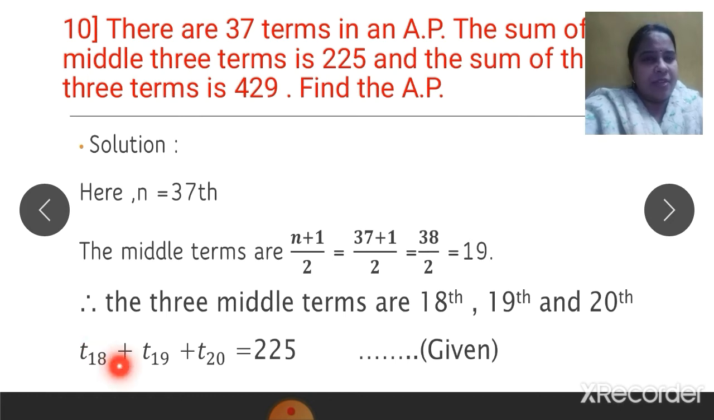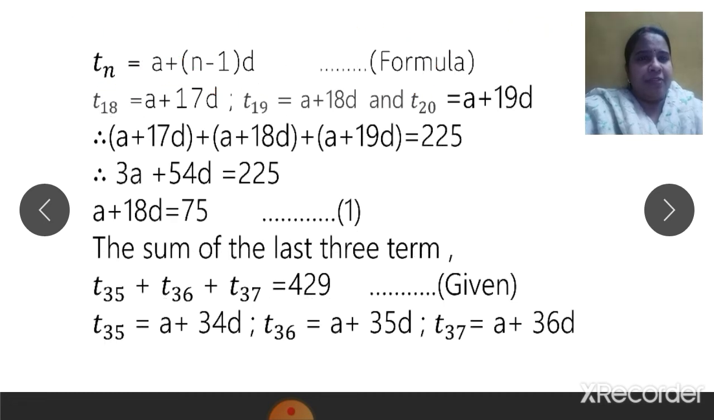Now for this, we can use the formula Tn is equal to a plus n minus 1 into d, and simplify this further. See the formula: Tn is equal to a plus n minus 1 into d. 18th term, n is 18, right? So a will be as it is, n will be 18, 18 minus 1, 17. So 18th term is nothing but a plus 17d. 19th term will be a plus 18d. And 20th term will be a plus 19d.